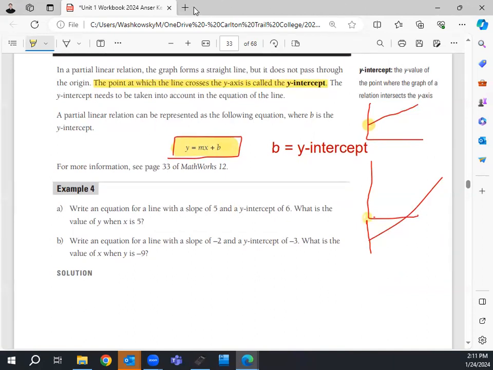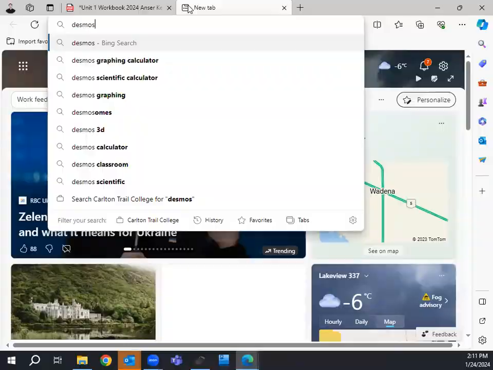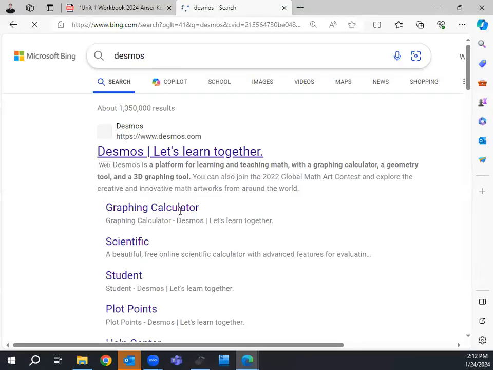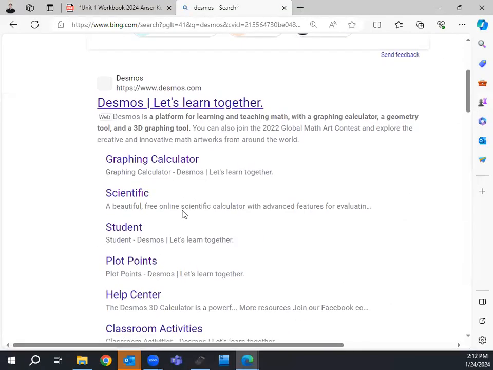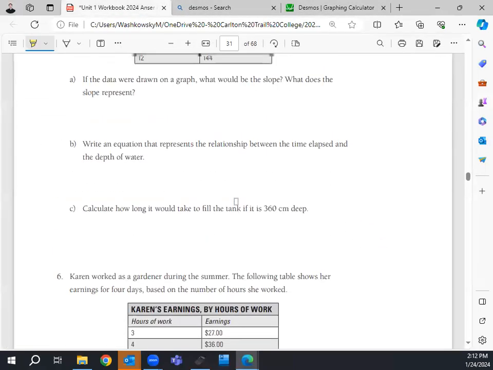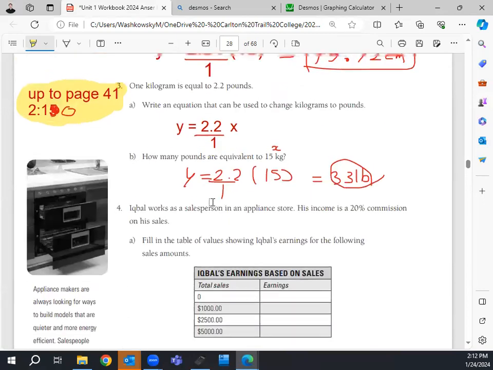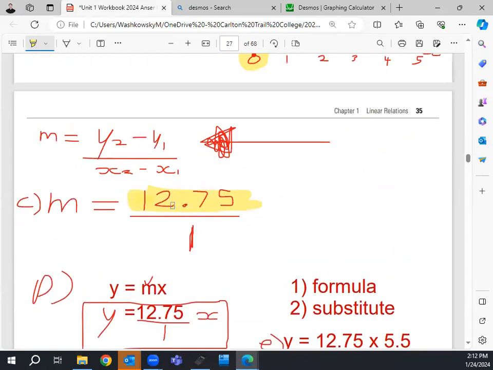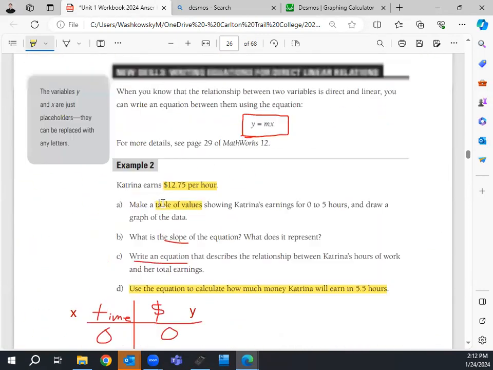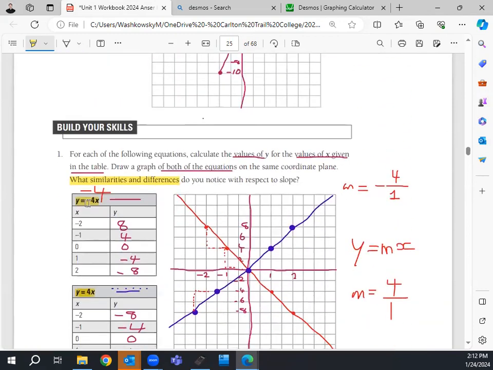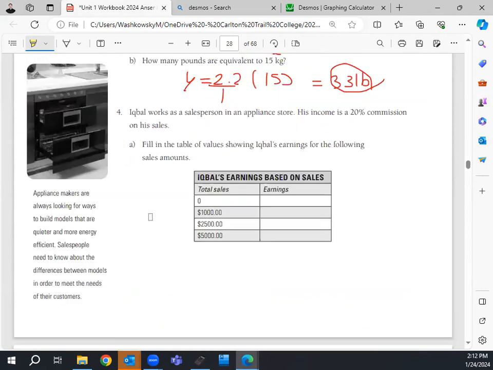So to give you an example here, I'm going to take one of our equations from up above. I'm going to take that y equals... where's that y equals 4? I'm going to use y equals 4x.